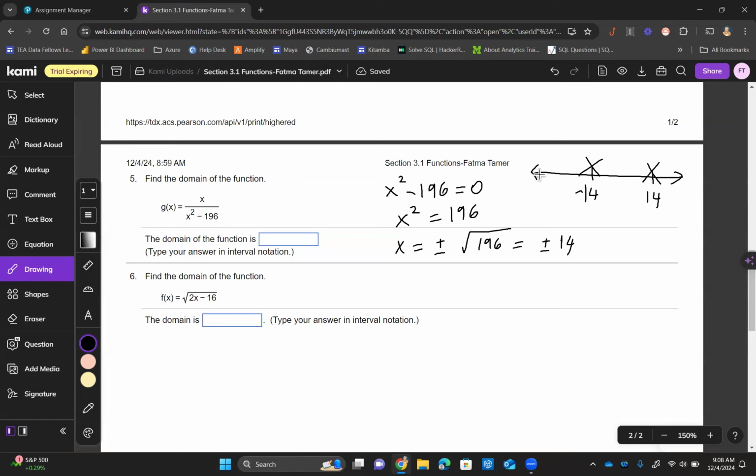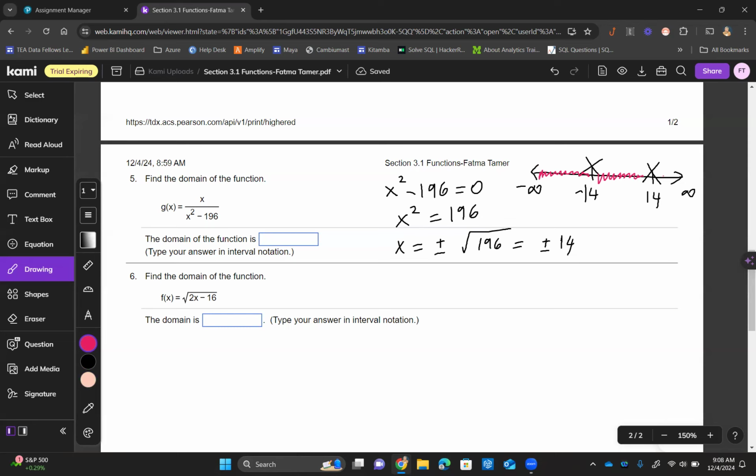Now, this means I can use anything from, remember, this is always your negative infinity and this is always your positive infinity. So any number is good to use from here all the way to negative 14. You will stop when you reach negative 14. And then you will hop over negative 14. You can use any number from negative 14 to positive 14, but don't use this. When you arrive at this number, just skip this number. And then again, you can use any number after 14.